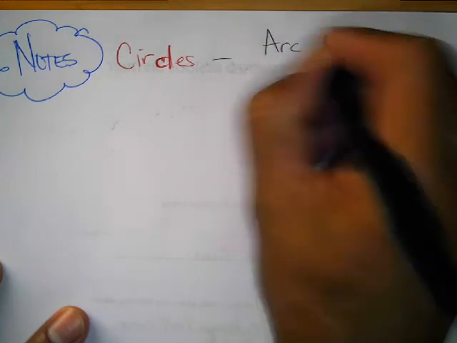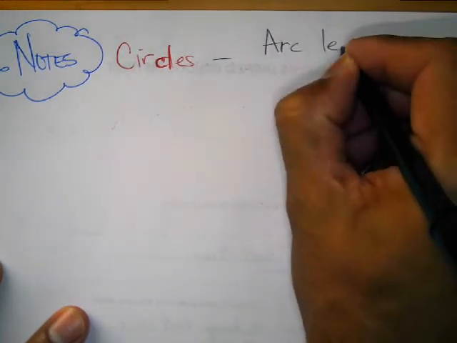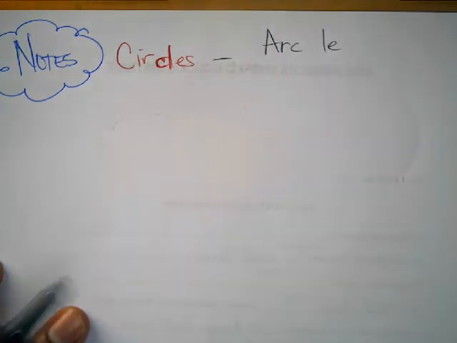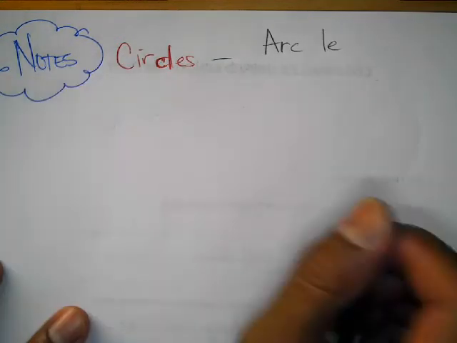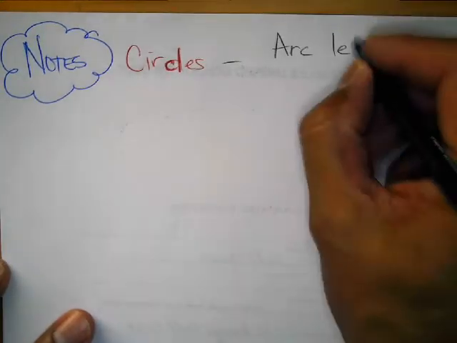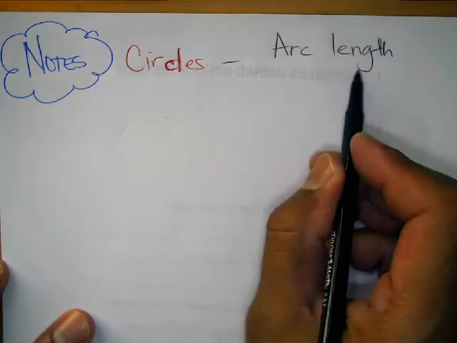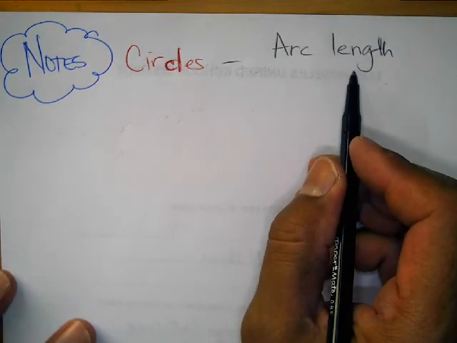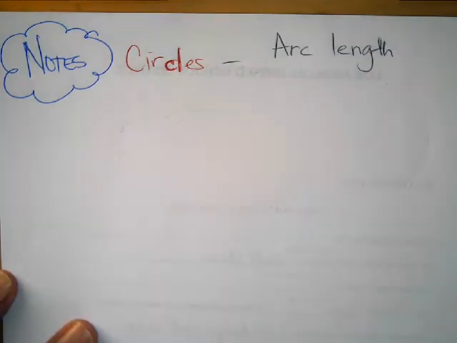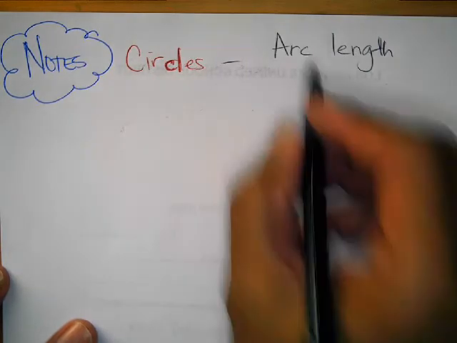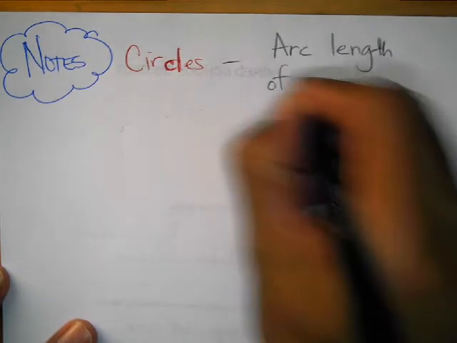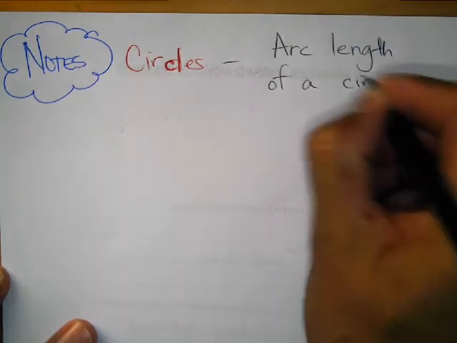arc length, or just the length of a little section like an arc, not the whole circumference around. We did a whole circumference around, but for arc length, we're just going to find the measure of a length of the arc on a circle. So let's talk about arc length of a circle and what that is.